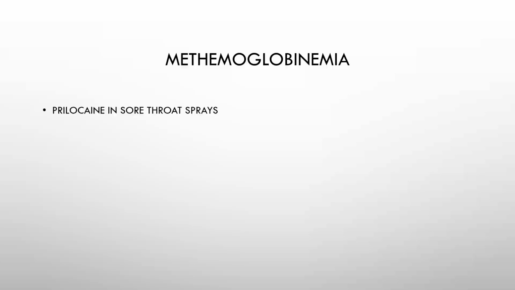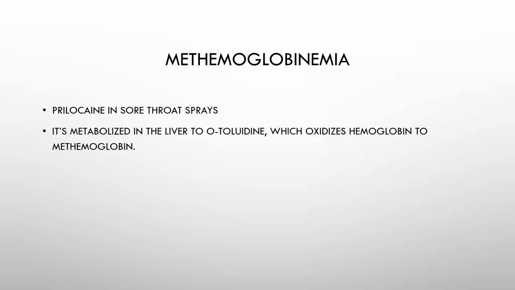Methemoglobinemia. So prilocaine is an older anesthetic that's not used as much for injection, but it's commonly used in sprays that people use for treatment of sore throat. It's metabolized in the liver to O-toluidine, which oxidizes the hemoglobin to methemoglobin, and we generally need a high dose to get clinically significant methemoglobinemia, and that's usually over 600 milligrams of prilocaine.